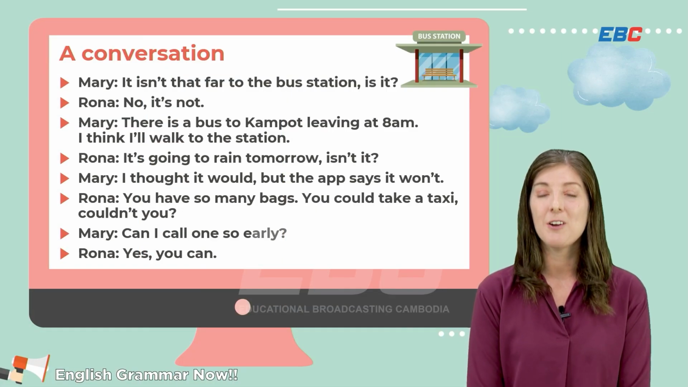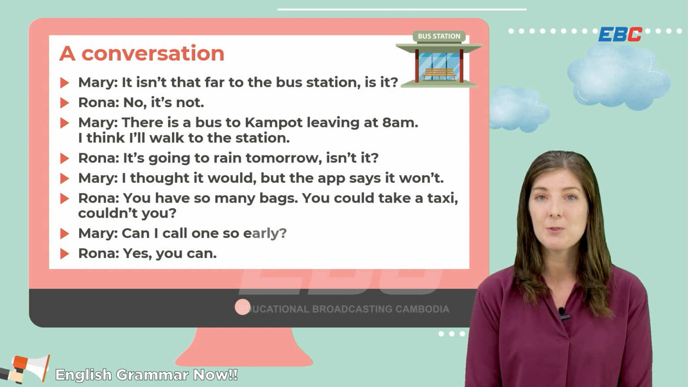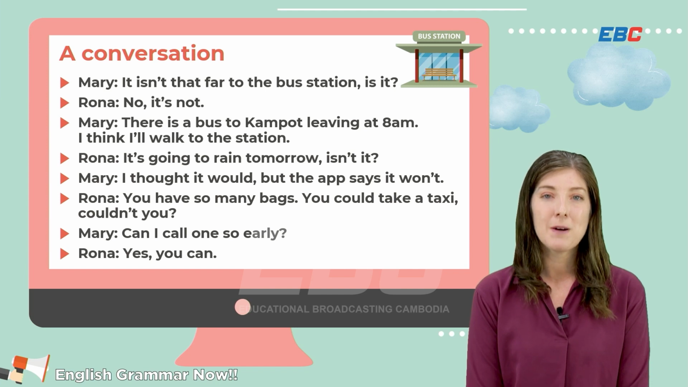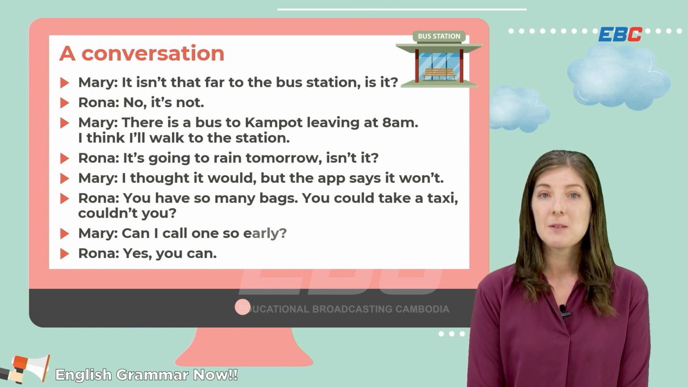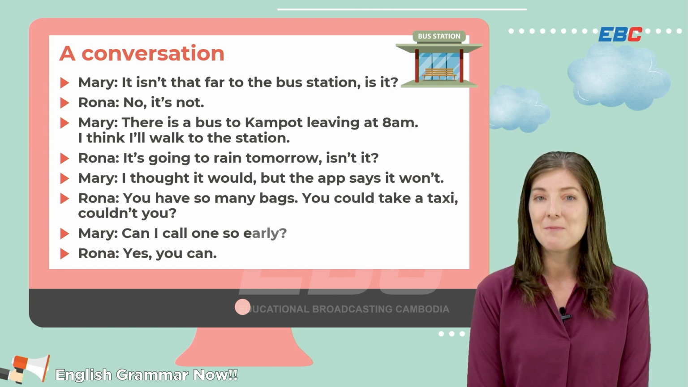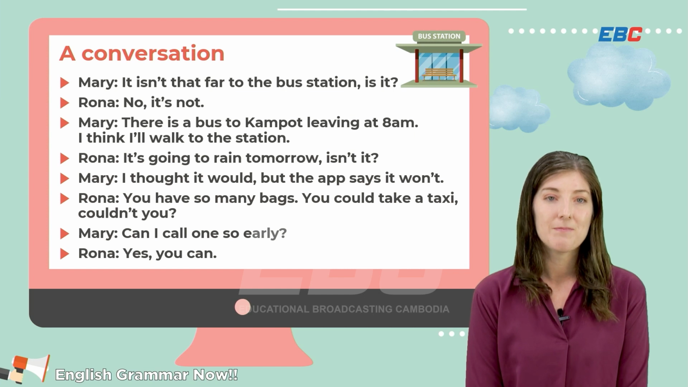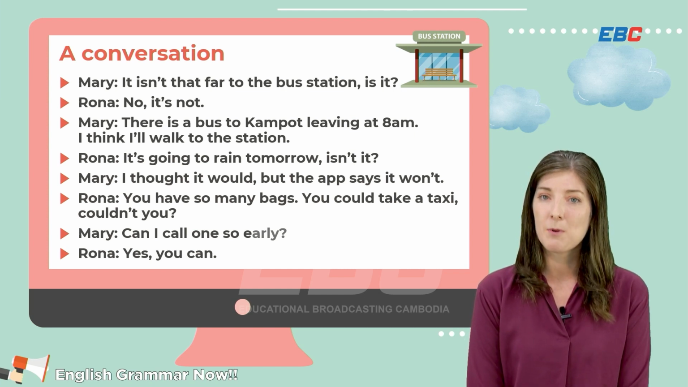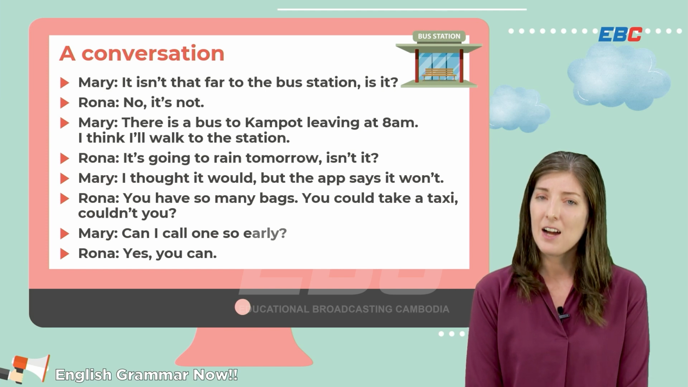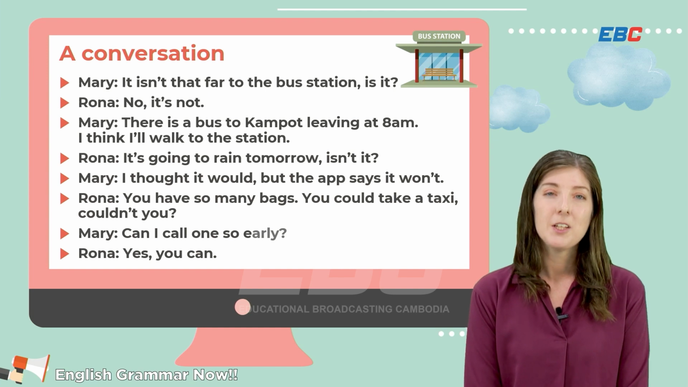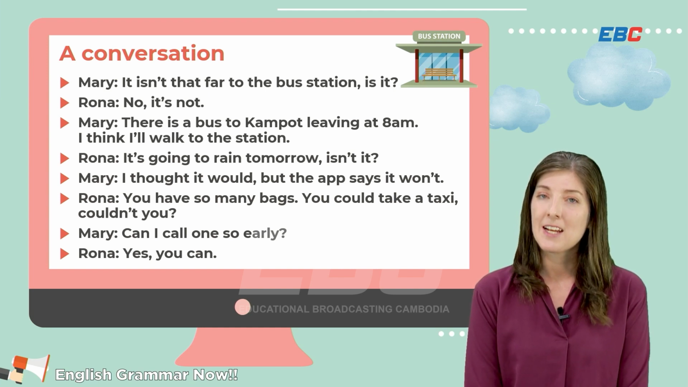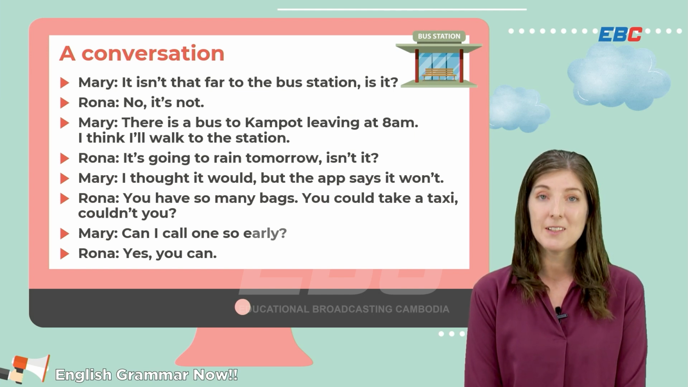Let's take a look at a conversation that shows us how to use helping verbs in different ways. It isn't that far to the bus station, is it? No, it's not. There's a bus to Kampot leaving at 8 a.m. I think I'll walk to the station. It's going to rain tomorrow, isn't it? I thought it would, but the app says it won't. You have so many bags. You could take a taxi, couldn't you? Can I call one so early?